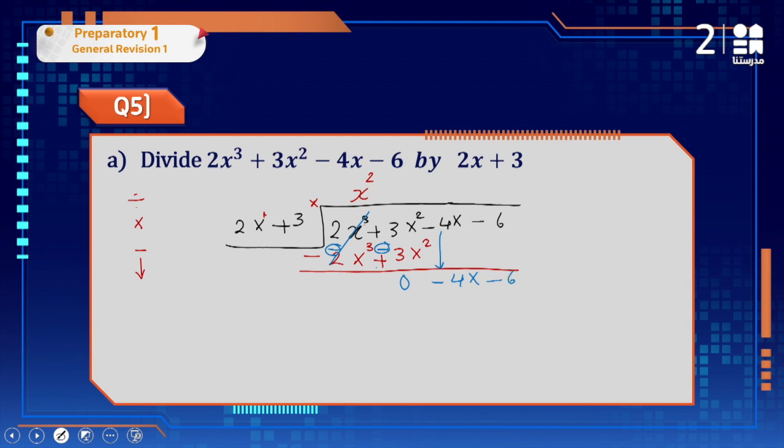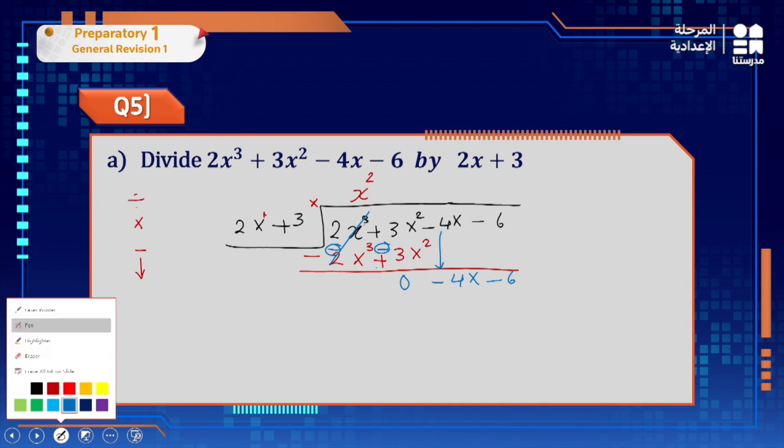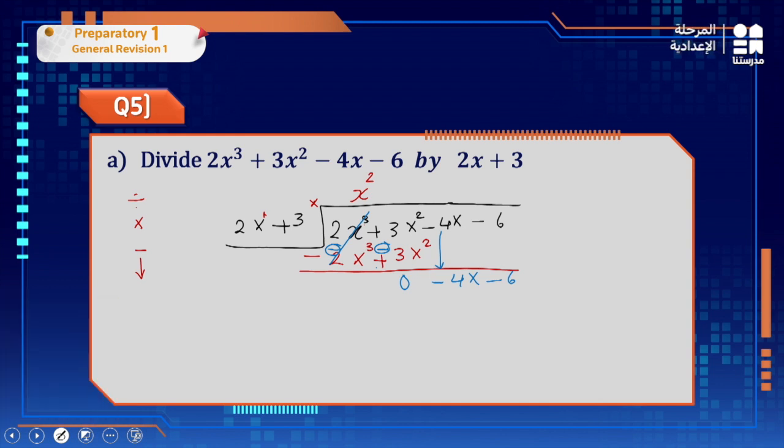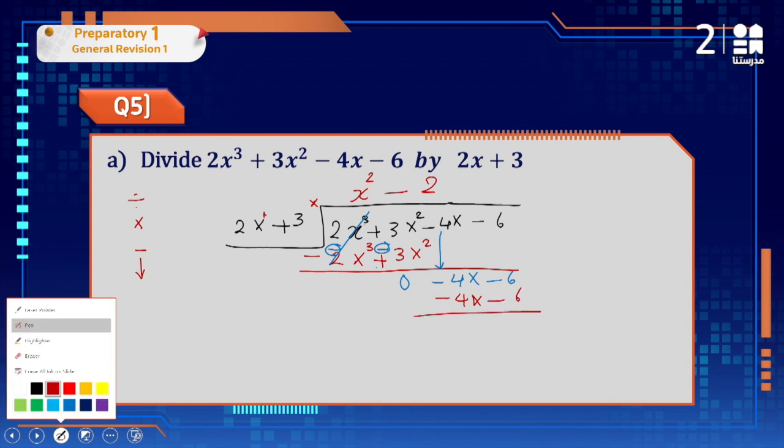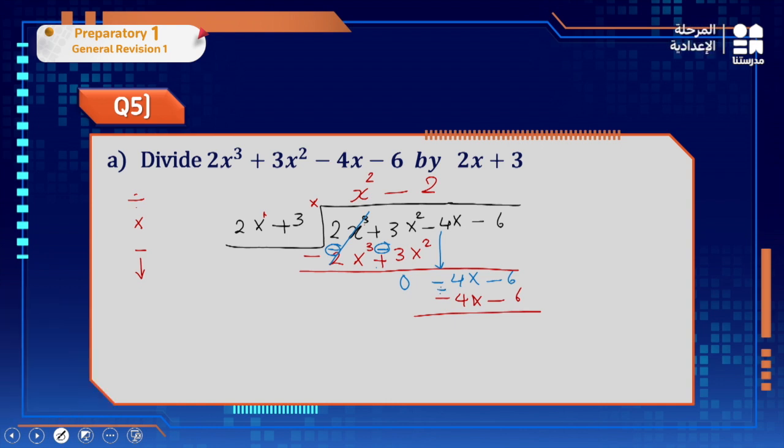Let's repeat the steps again. Negative 4x divided by 2x equals negative 2. Negative 2 times 2x is negative 4x. Then negative 2 times 3 is negative 6. Then change the signs. Subtraction means change the sign. So I'm going to put this one positive and this one positive. Then cancel them with each other. So the remainder is 0.